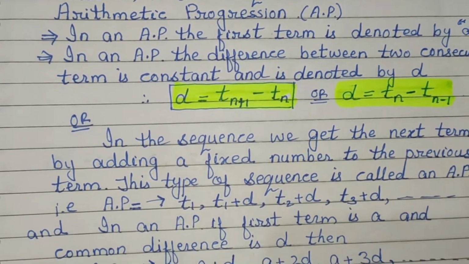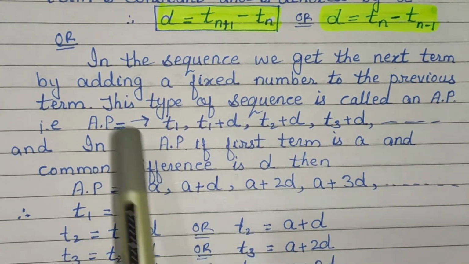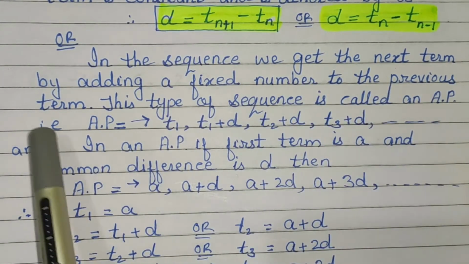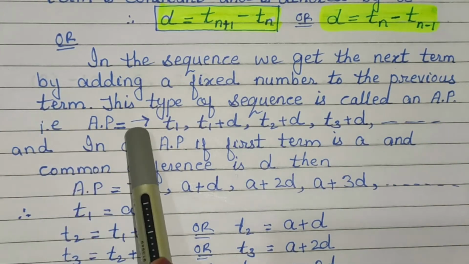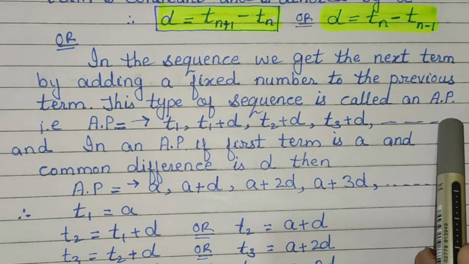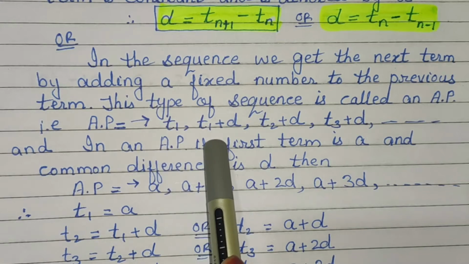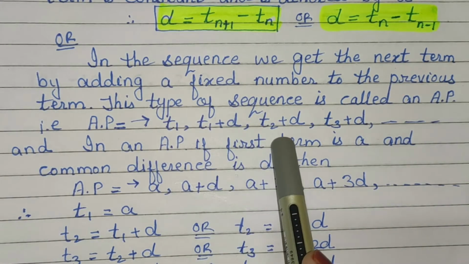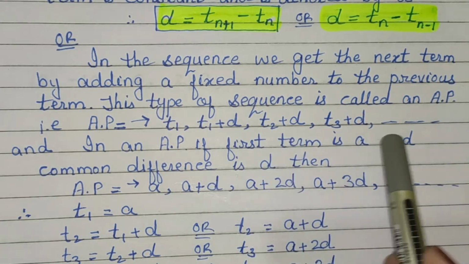Or we can define the arithmetic progression: in the sequence, we get the next term by adding a fixed number to the previous term. This type of sequence is called an AP, arithmetic progression. That is, in an AP the first term is T1, T2 is defined by T1 plus d, the next term T3 is defined by T2 plus d, and so on.